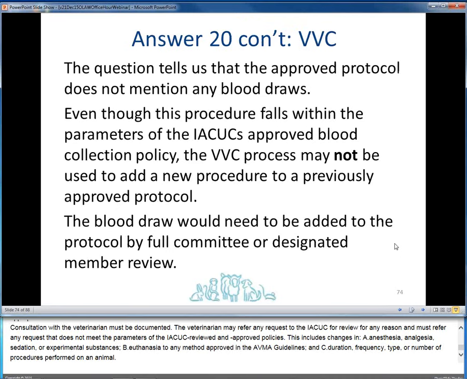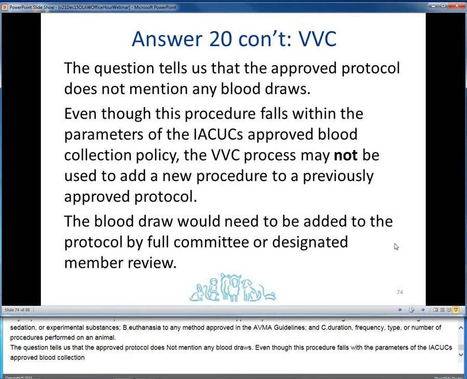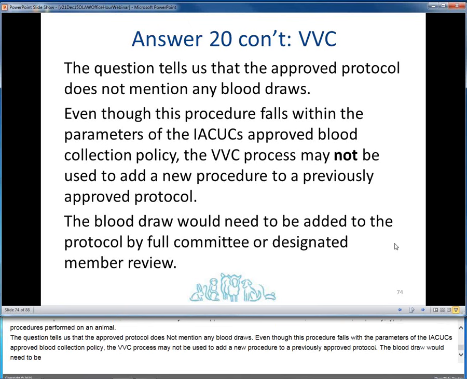The question tells us that the approved protocol does not mention any blood draws, even though this procedure falls within the parameters of the IACUC's approved blood collection policy. The VVC process may not be used to add a new procedure to a previously approved protocol. The blood draw would need to be added to the protocol by full committee or designated member review.